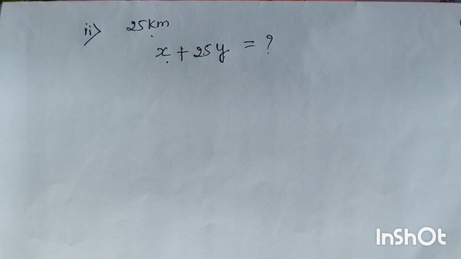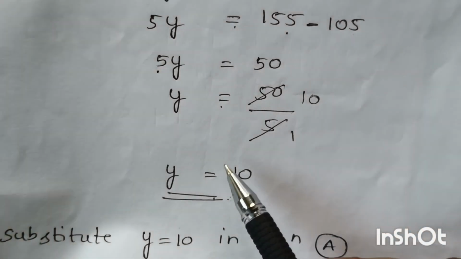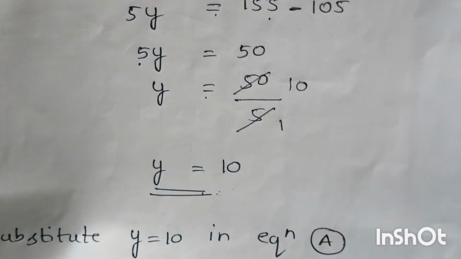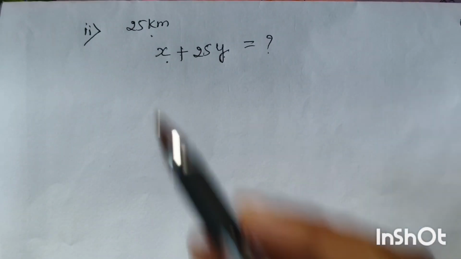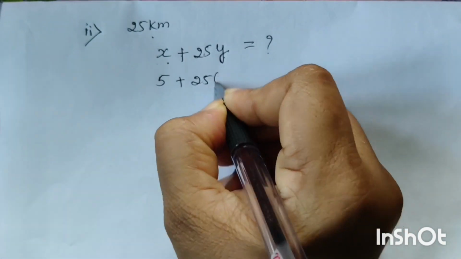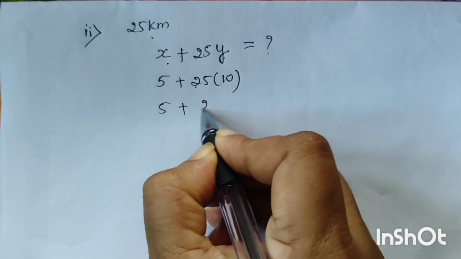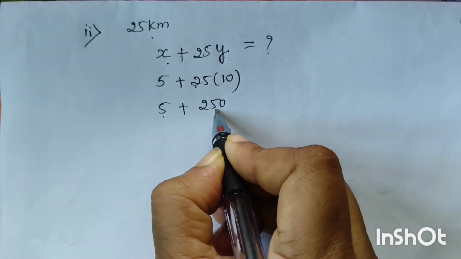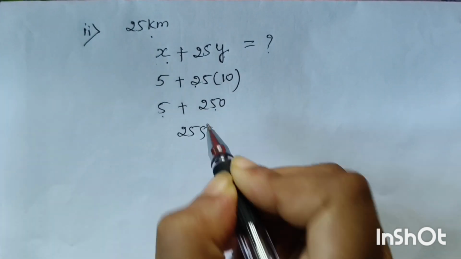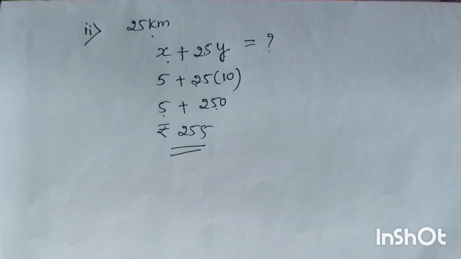The value of X we got as rupees 5, right? That is, the fixed charge is 5 and the charge per kilometer is 10. That is, the fixed charge is 5 plus 25, with the charge per kilometer being 10. 5 plus 25 into 10 is 250. 5 plus 250 is 255. In total, he has to pay 255 rupees to the taxi to travel 25 kilometers.